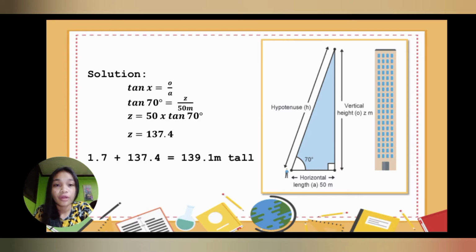We can get the answer of 137.34. So let's assume that the height of the building is 1.8 meters, the height of the man, plus 137.34, which equals 139.1 meters tall. So that's how we can solve the height using the angle of elevation.